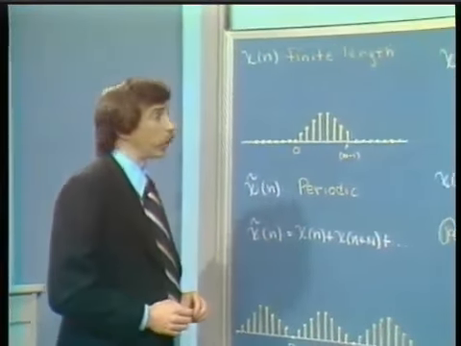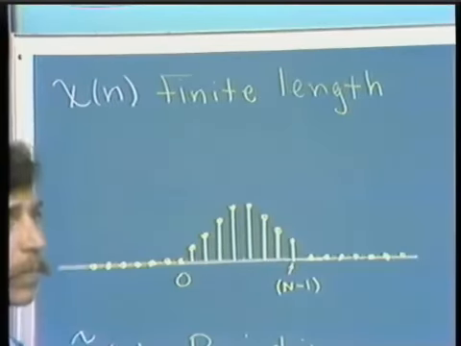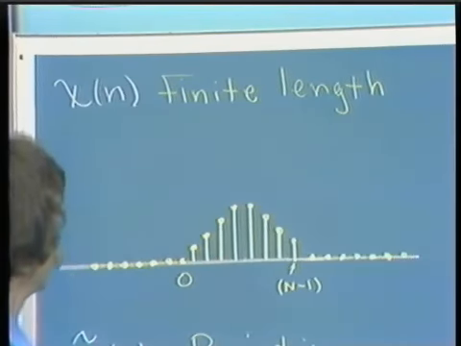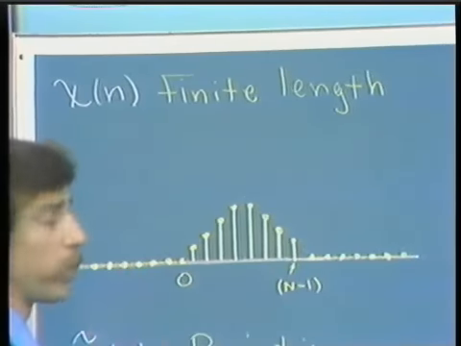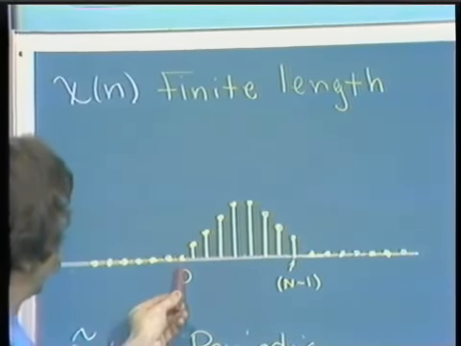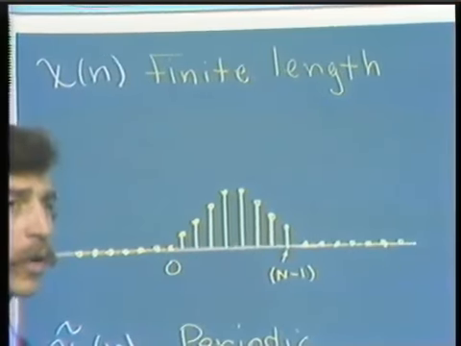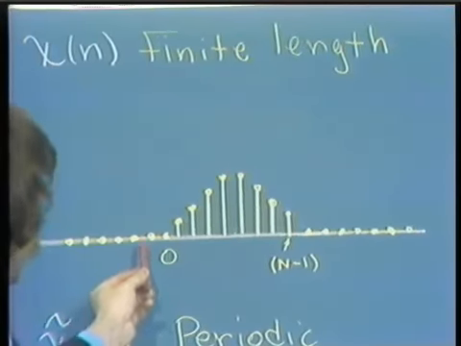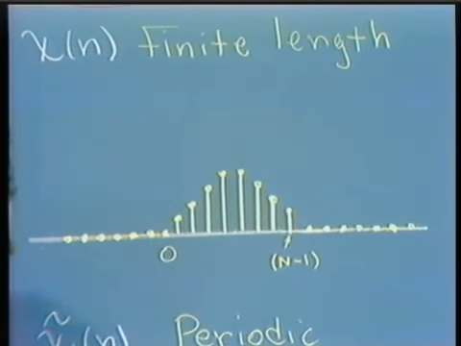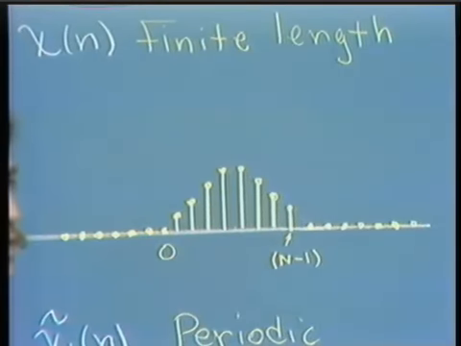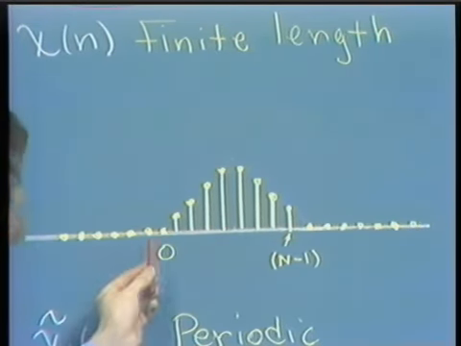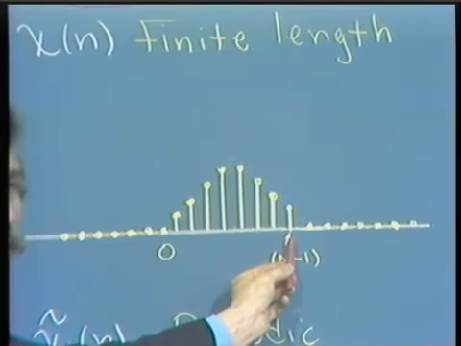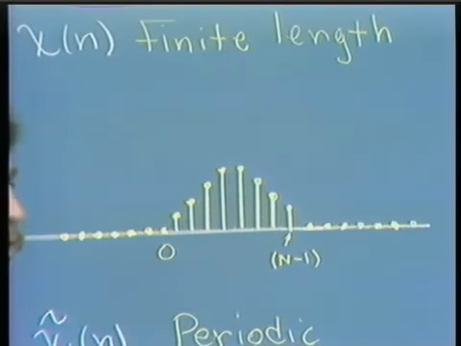Let's consider, first of all, a sequence x of n, which I'll restrict to be a finite length sequence. The sequence, for example, one example indicated here, has a set of non-zero values only over a finite range of the argument n. Here is a sequence that is of finite length, and I've chosen to refer to it as a sequence of finite length capital N. It's 0 outside the range from little n equals 0 to little n equals capital N minus 1. It's 0 outside that range.